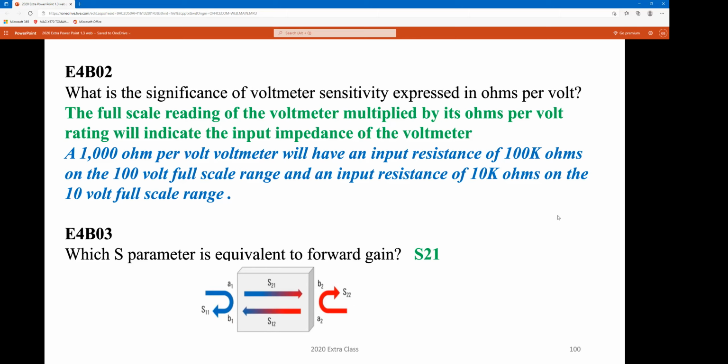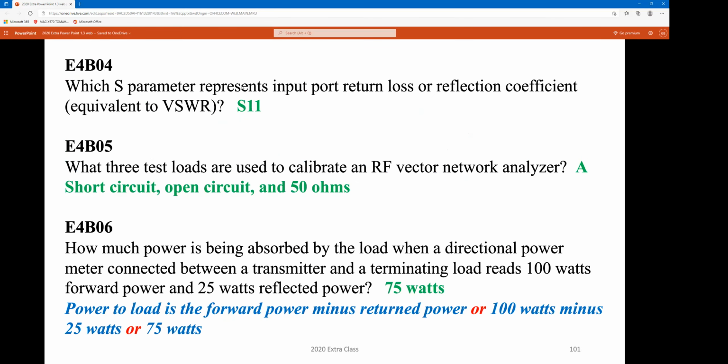Which S parameter is equivalent to forward gain? And that's S21. Which S parameter represents input port return loss or reflection coefficient equivalent to VSWR? And that's S11. Question 5, what 3 test loads are used to calibrate an RF vector network analyzer? And that is a short circuit, an open circuit, and 50 ohms.